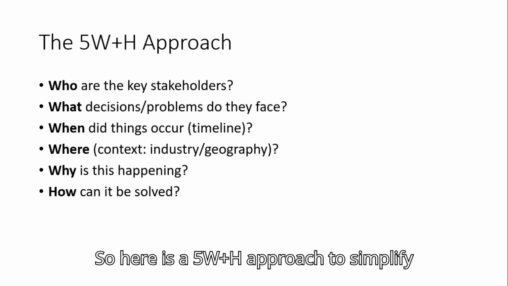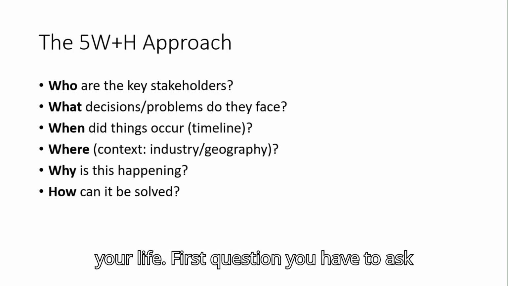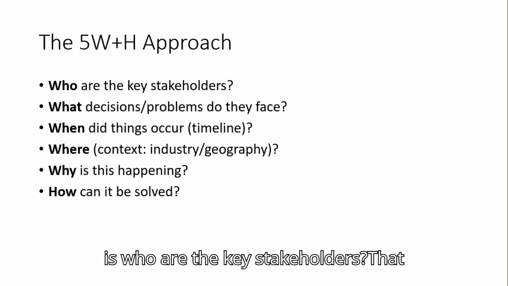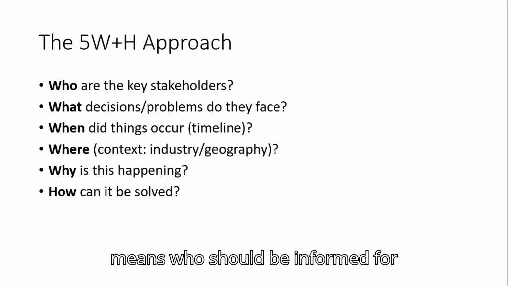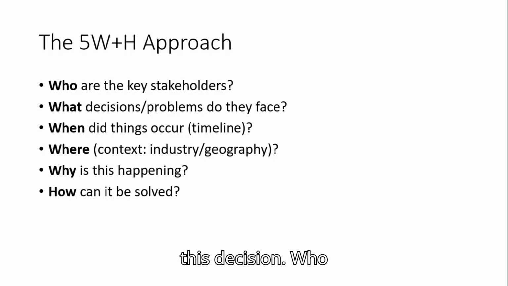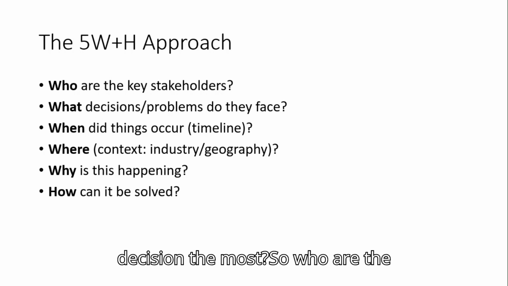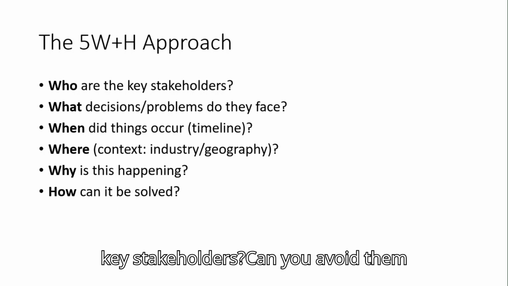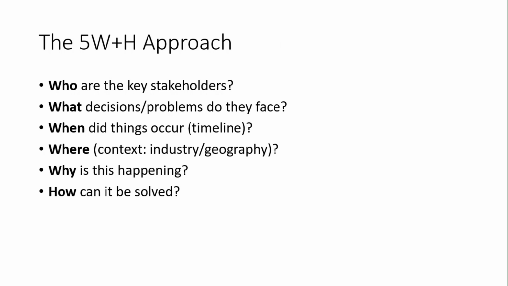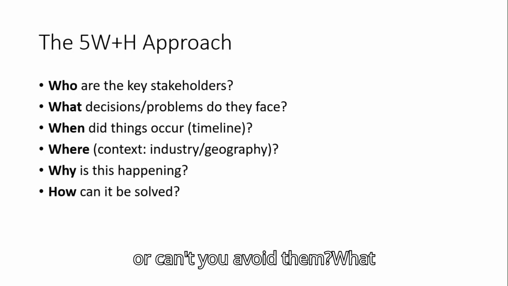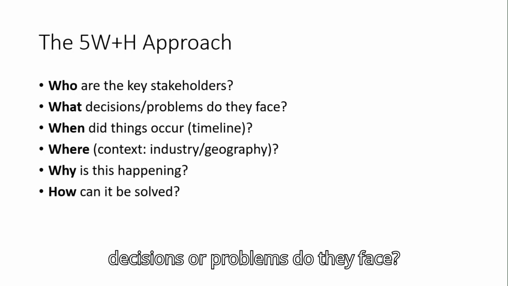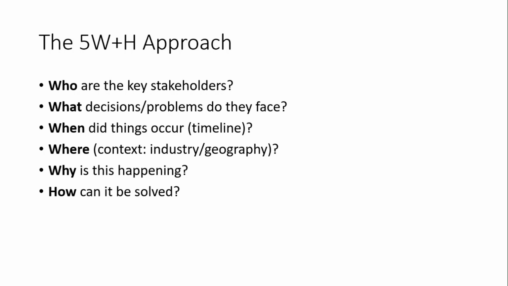So here is the 5W plus H approach to simplify your life. The first question you have to ask is, who are the key stakeholders? That means who should be informed for this decision, who will get affected the most because of your decision. So who are the key stakeholders? Can you avoid them or can't you avoid them? What decisions or problems do they face?